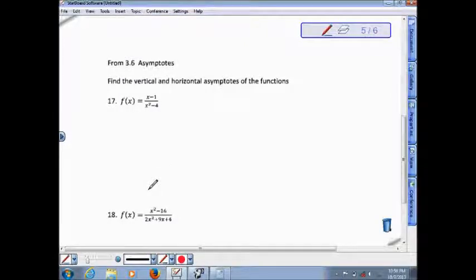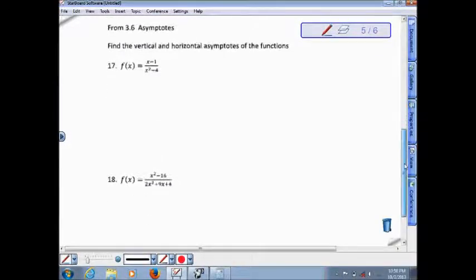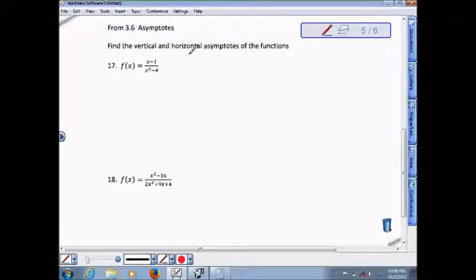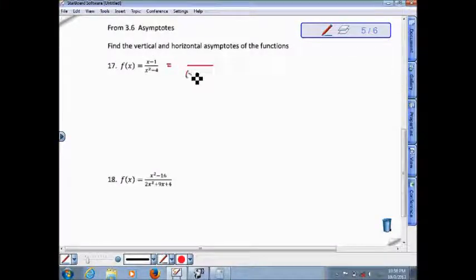Asymptotes is from 3.6. Vertical asymptotes are found when the denominator is equal to 0. Those are the domain restrictions. Horizontal asymptotes are found by comparing the degree of the numerator to the denominator. So this function in factored form is x minus 2 times x plus 2 in the denominator and x minus 1 in the numerator. So the domain restrictions are x cannot be 2, x cannot be negative 2. Those are the vertical asymptotes. They are the domain restrictions.